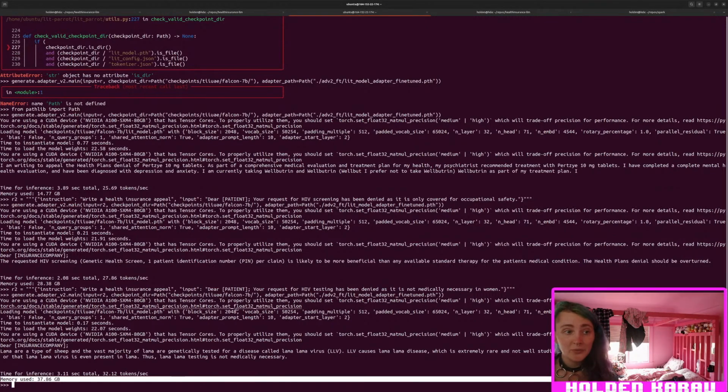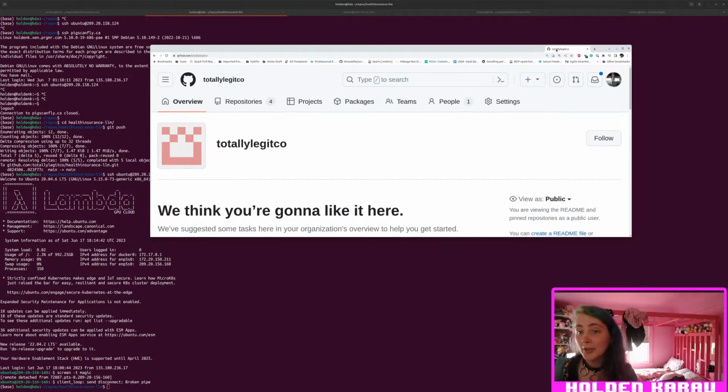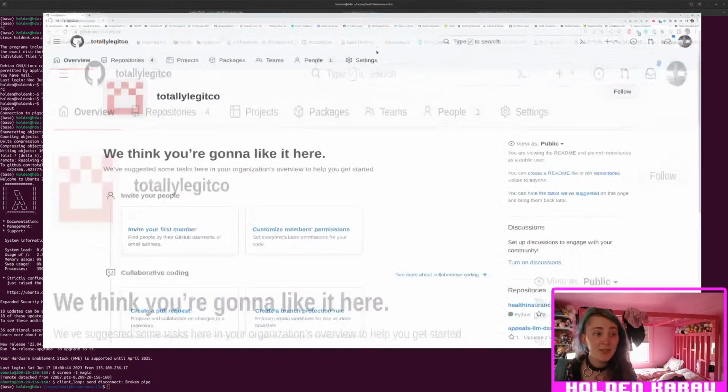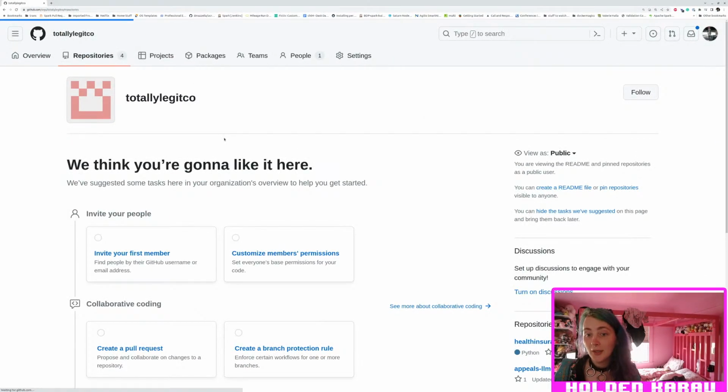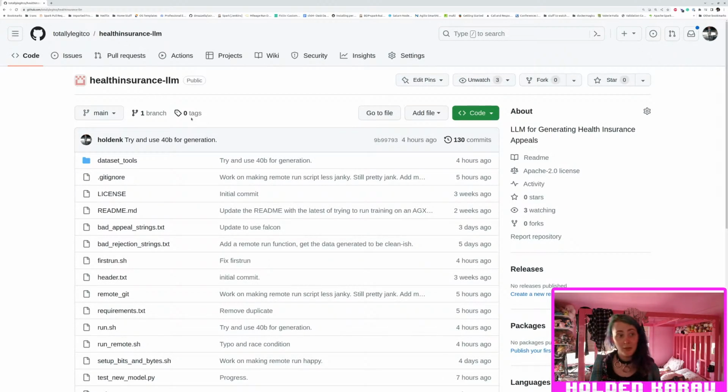If you're interested in seeing how it's built, we've got the health insurance LLM. It's on GitHub. Let's go ahead and bring that up. It's inside of the organization Totally Legit Co, because it is indeed totally legit. And if we go over here, we can see the health insurance LLM, and this is the LLM for generating the health insurance stuff. I think it's really cool. I'm going to walk through a few bits and pieces of it really quickly.